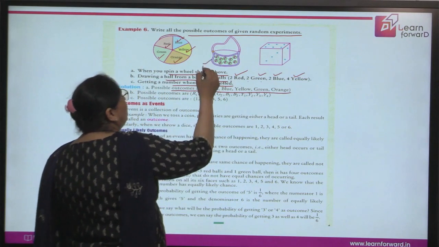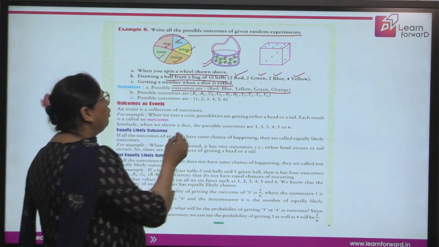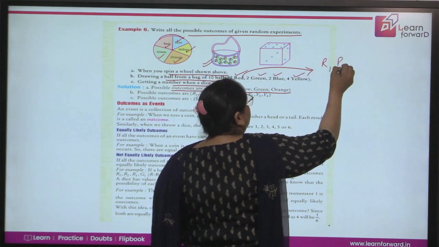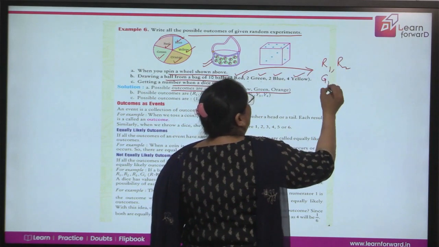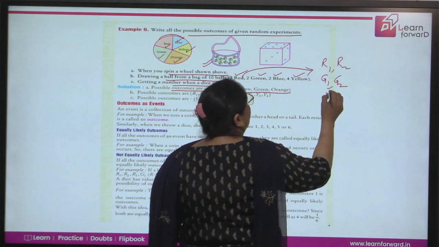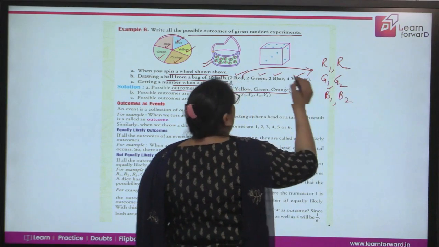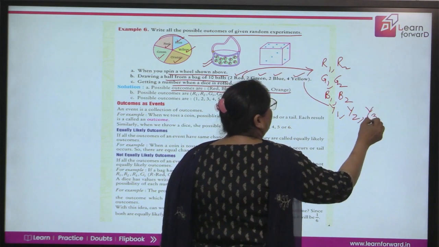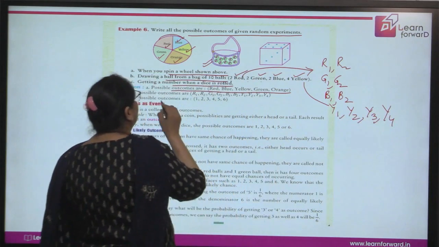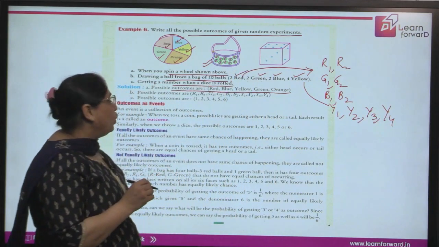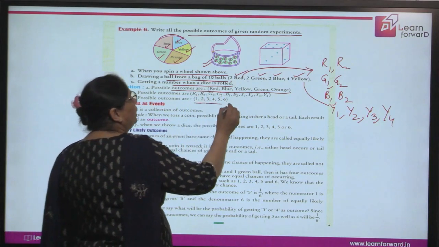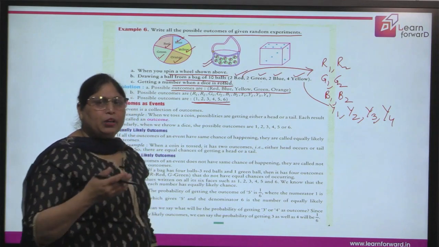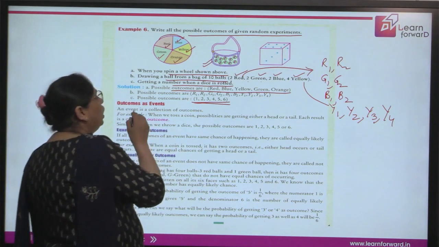For the bag of balls, if I represent the red balls as R1 and R2, the green balls as G1 and G2, the blue balls as B1 and B2, and the yellow balls as Y1, Y2, Y3 and Y4, these are the possible outcomes for this bag. And the possible outcomes when a dice is thrown are 1, 2, 3, 4, 5, 6. Any number can come when we throw a die.